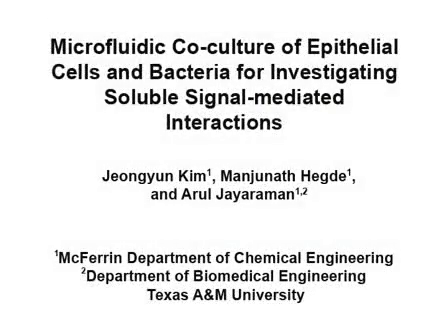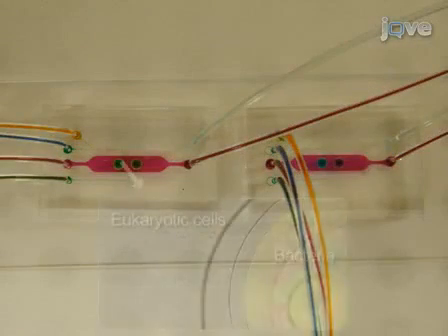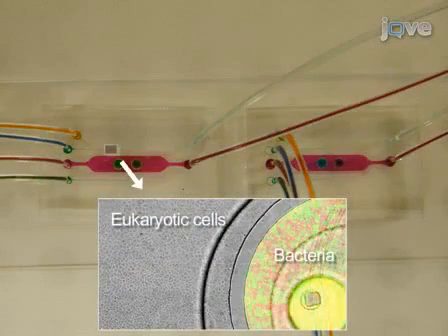This protocol displays the use of a novel microfluidic co-culture model that enables independent culture of eukaryotic cells and bacteria to test the effect of the commensal microenvironment on pathogen colonization.